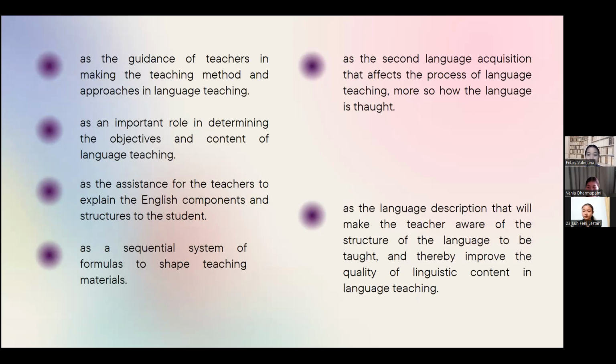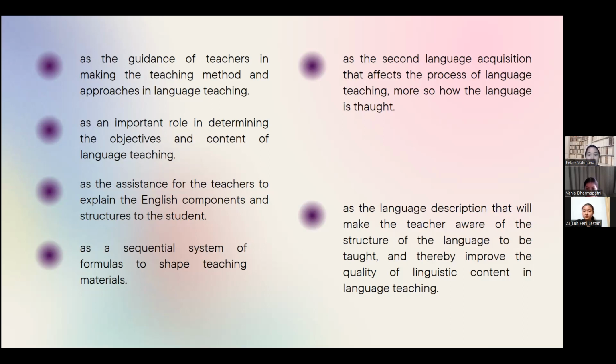I discovered that there are six uses of linguistics in English language teaching. The first is linguistics as the guidance of teachers in making the teaching method and approaches in language teaching. Second, linguistics has an important role in determining the objectives and content of language teaching. Third, linguistics as the assistance for the teachers to explain the English components and structures to the students. Fourth, linguistics as a sequential system of formulas to shape teaching materials.